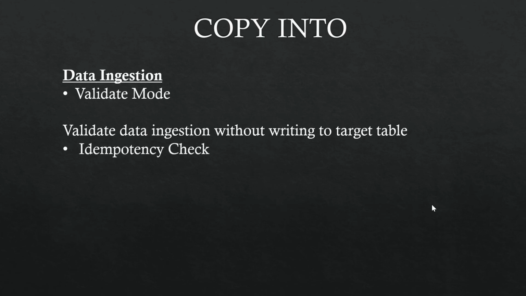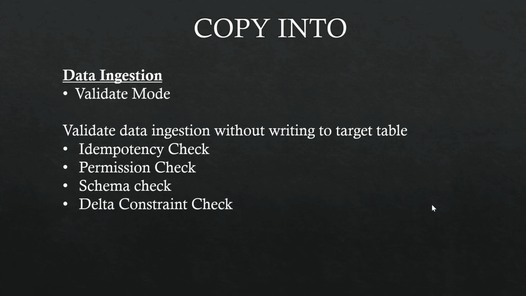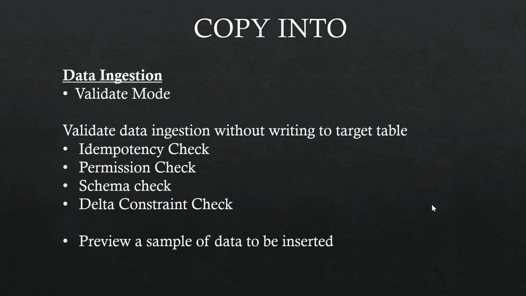So what exactly does it check? It checks whether it is idempotent, whether there is permission to load the data into the target table, and whether there is permission to read the data from the bucket of S3 or ADLS Gen 2 or your DBFS location. It will check whether the schema is correct for the data that we are going to put into our target table. It will also make sure the Delta constraints are in place. So it's basically previewing your sample data to your console before actually inserting the data into your target table.